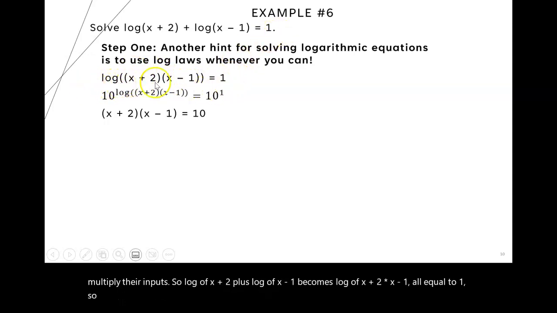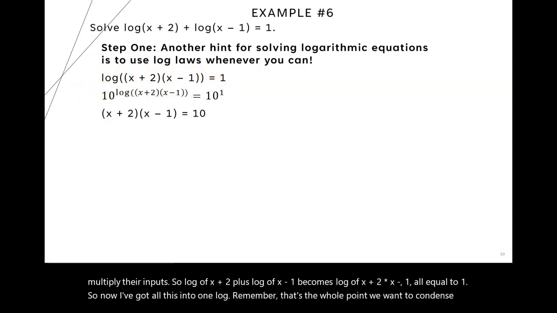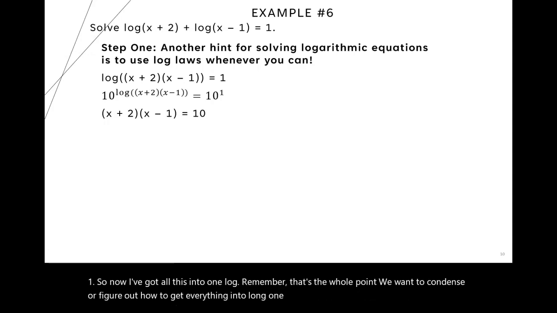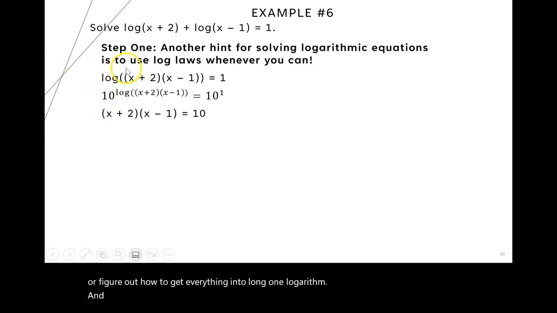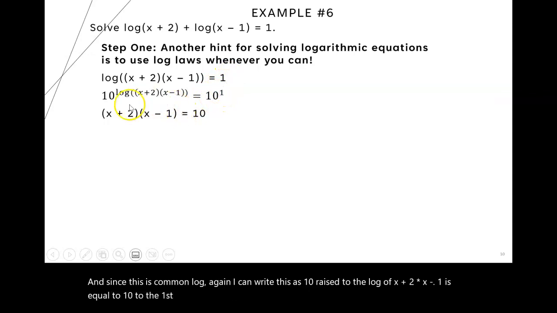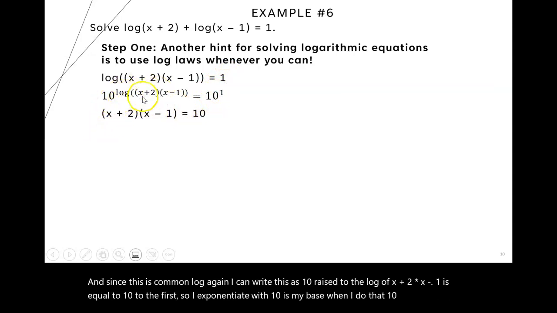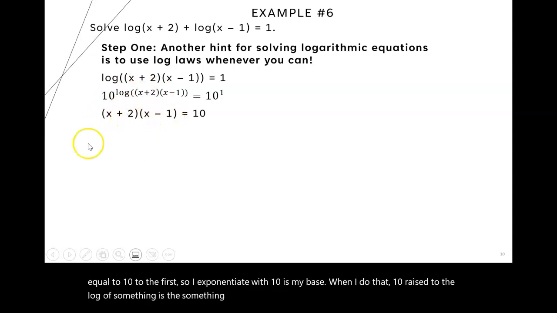So now I've got all this into one log. Remember, that's the whole point. We want to condense or figure out how to get everything into one logarithm. And since this is common log, again, I can write this as 10 raised to the log of x plus 2 times x minus 1 is equal to 10 to the first. So I exponentiate with 10 as my base. When I do that, 10 raised to the log of something is the something that's inside. So I get x plus 2 times x minus 1 is equal to 10.